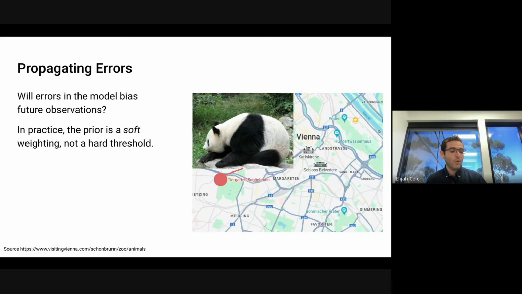We also worry a lot about whether these models will propagate errors. For instance, if you take a photo of a panda in a zoo, then our geoprior models will give you a bad suggestion, right? They'll tell you that that animal is not in that zoo, and they can mislead your classifier. And so figuring out how to make sure that we're not biasing the data too much by using these models is another key problem.